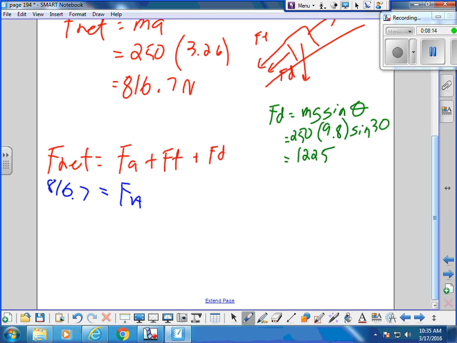The friction force, now positive, negative here, Nate. What are we going to do? Friction is negative because it's opposite, right? Okay, so that's going to be, oh, it's given to us, right? It's 1,000, I think, right? And the FD, positive or negative? Also negative, right? Because it's down the ramp.